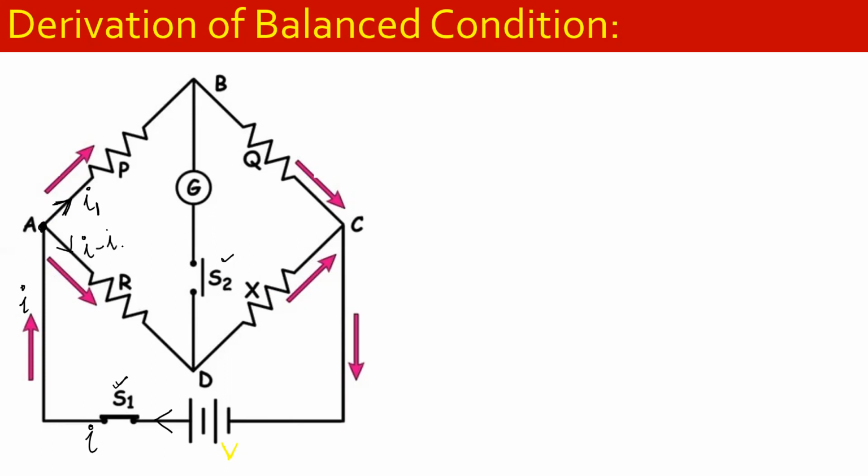I minus I1 current will flow through AD branch. This I1 current will reach another junction at B, and this current is again distributed in two parts. Suppose the current through the galvanometer is IG. If IG current is distributed from I1, the remaining current will flow through BC branch, and that will be I1 minus IG.